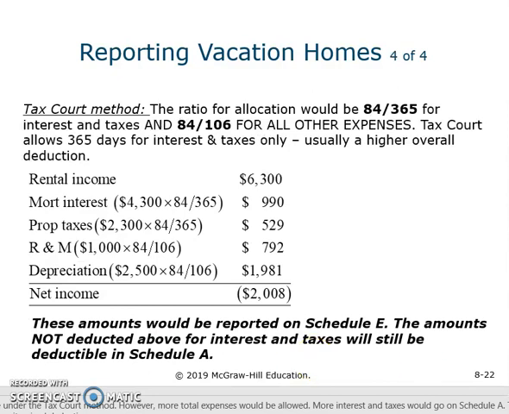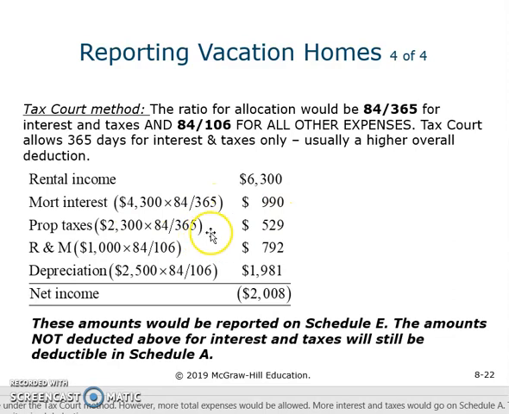Now, if we use the tax court method, the allocation would be 84 divided by 365 for our interest and taxes, and 84 divided by 106 for all other expenses. The tax court allows 365 days for interest and taxes only, which gives us usually a higher overall deduction. The rental income, again, we have is $6,300. The mortgage interest, we're going to multiply that times 84 divided by 365.